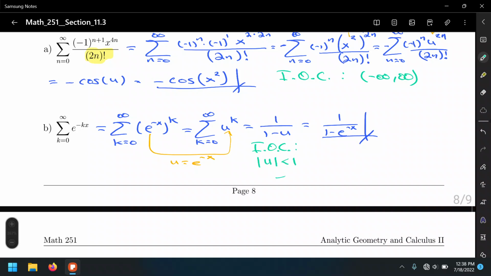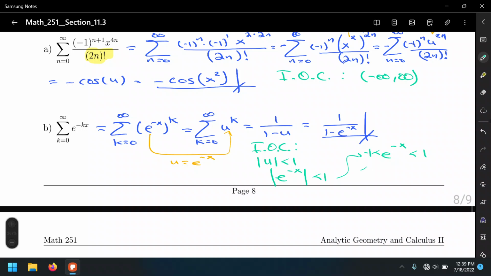That is, when the absolute value of e to the negative x is less than 1. That means when e to the negative x is less than 1 and greater than negative 1. Alright, but now when we want to solve for x over here, we have trouble because we would have to take ln on the three sides of the inequality.